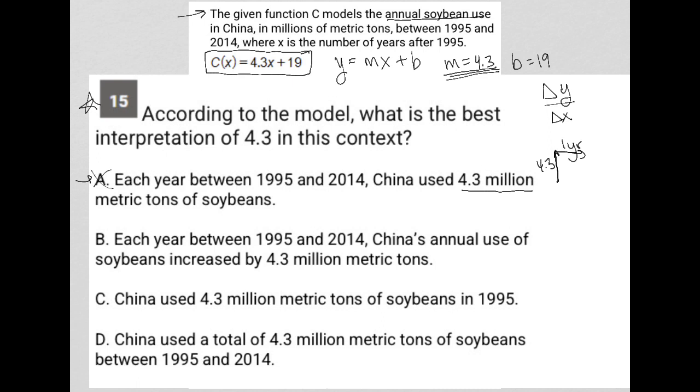Choice B, each year between 1995 and 2014, China's annual use of soybeans increased by 4.3 million metric tons. That is accurate. I like that answer.